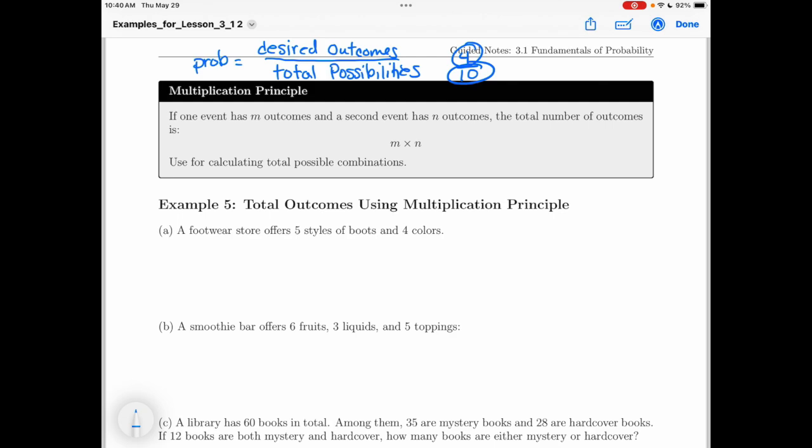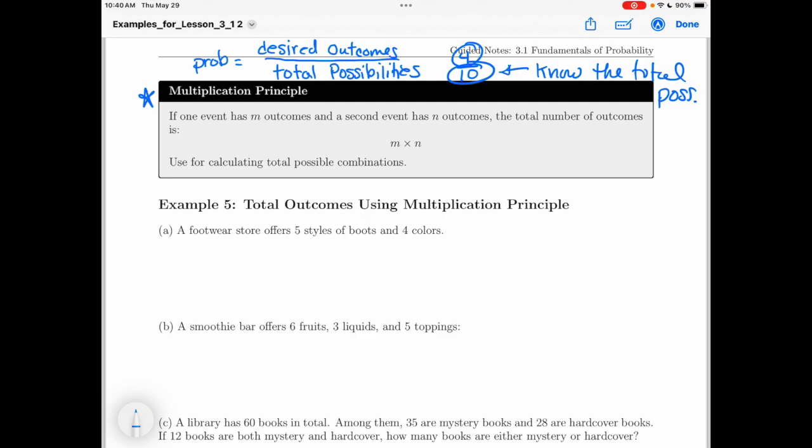So when we calculate our probabilities, it's important that we know the total possibilities. That's why we're going to talk about how to count the total number of possibilities. And one way to do that is using the multiplication principle. So the multiplication principle gives us a quick and reliable way to calculate how many total outcomes there are when we are picking choices made in a sequence or from groups.